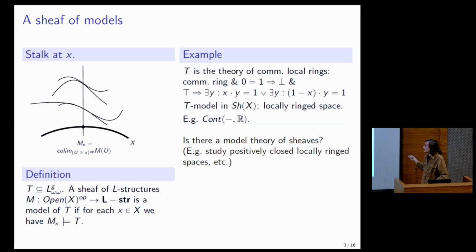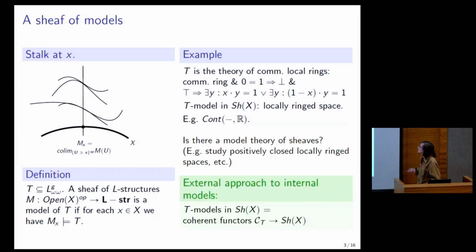So now the question is, is there some model theory of sheaves? If you know some model theory of local rings, can you get some results for locally ringed spaces? Can you generalize from just models living over a point to models living over topological spaces? And for that, there is some technical tool, some very elegant version of algebraic logic, which is called categorical logic.